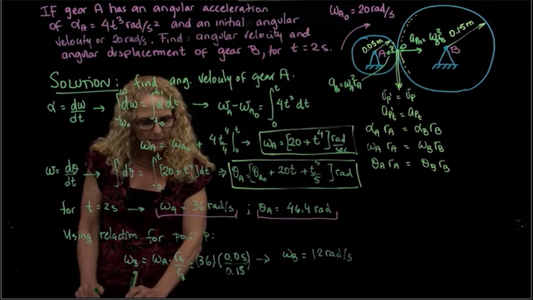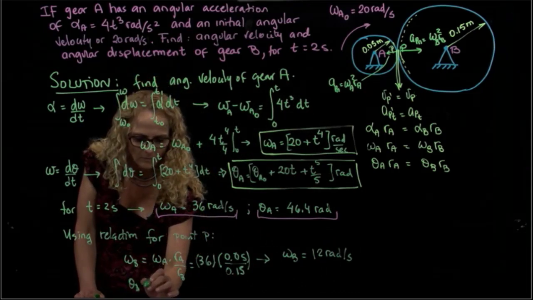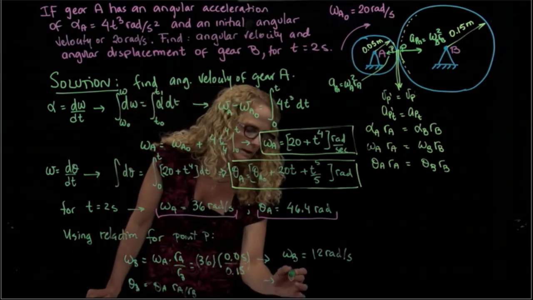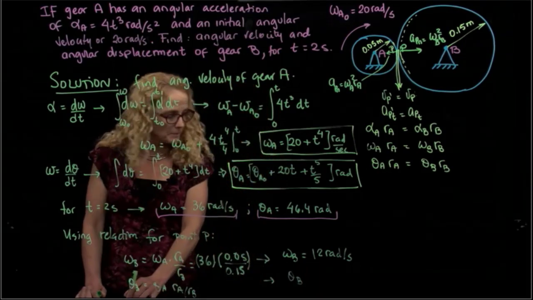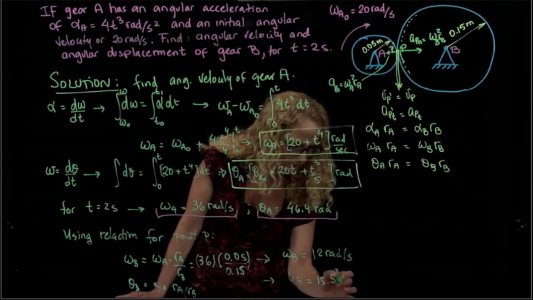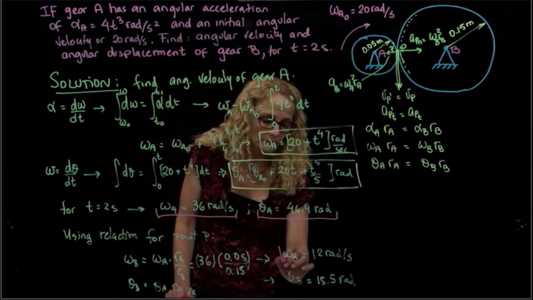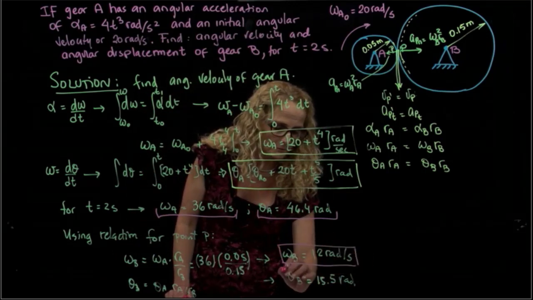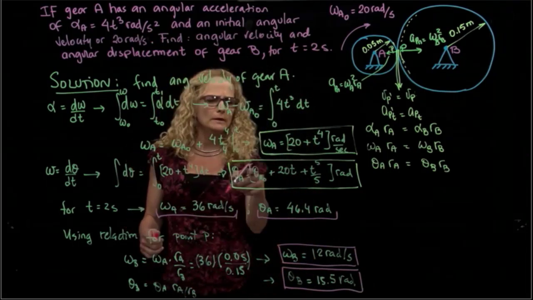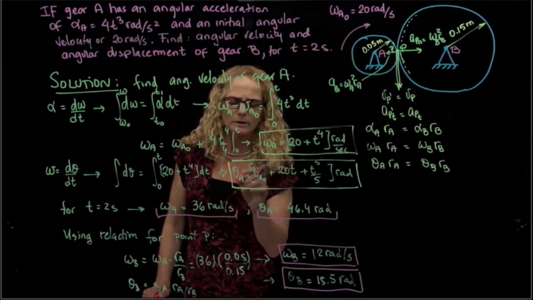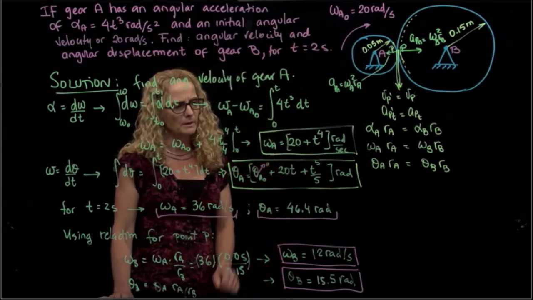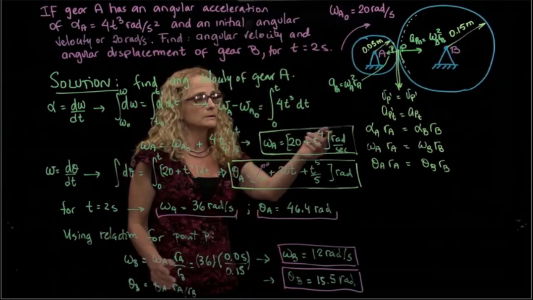I do exactly the same for the angle, and I get that the angular displacement of B is equal to 15.5 radians. And those are the results that we were looking for. The initial displacement is not given, so it is 0. So just know that when you plug 2 in here, you will get that value. And those are the values for B. If we wanted to find the acceleration, it would be the same relation.